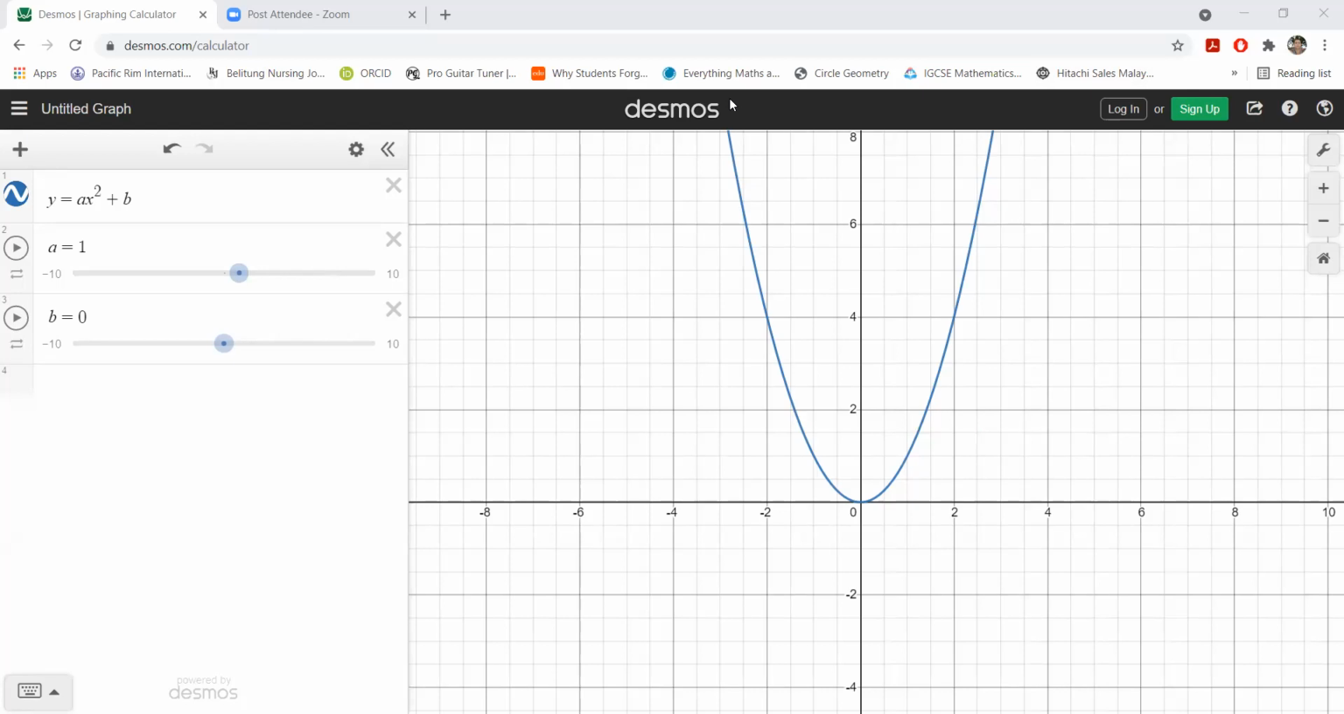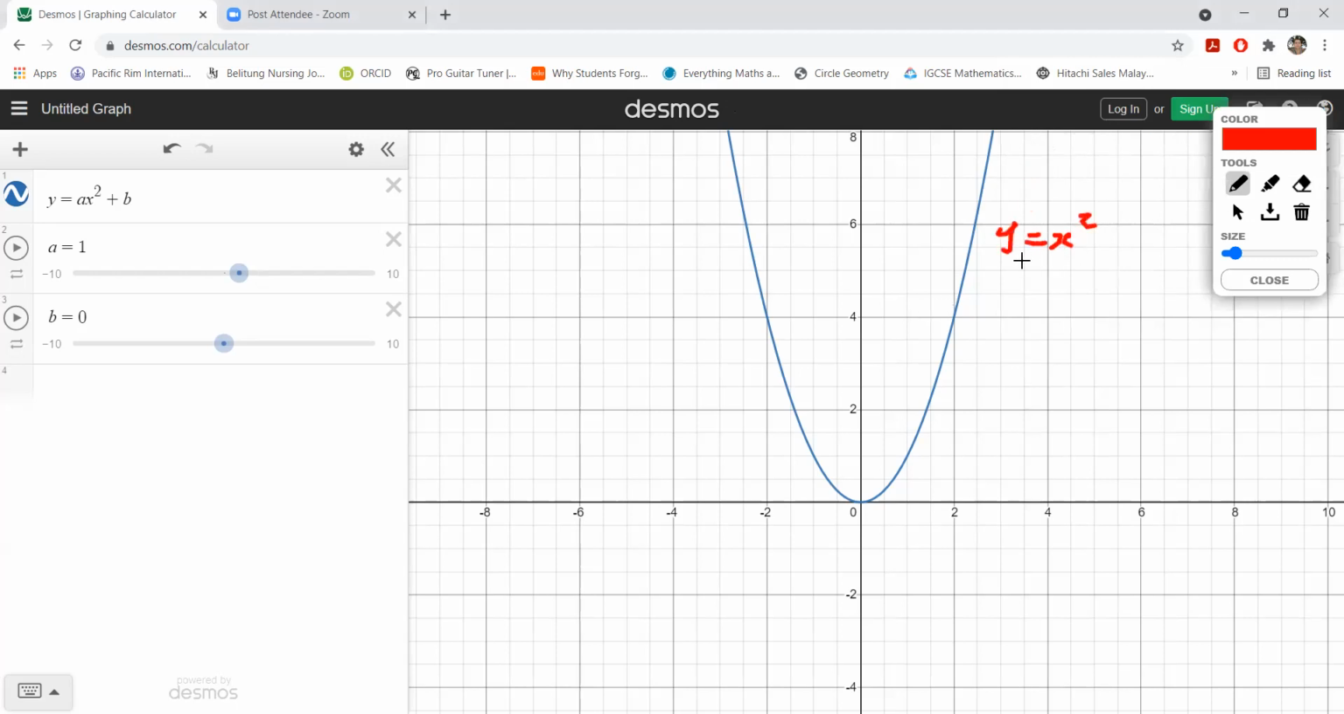Anyway, so look at this equation here in blue. We've got y equals ax squared plus b. And I've got a couple of sliders here, which means that I can change the value of a and I can change the value of b as well. So what I've done here, I've let b equal 0 first. So b is 0 and a is 1. So this is the graph y equals x squared. Okay, I'll just write that here, but it will disappear.